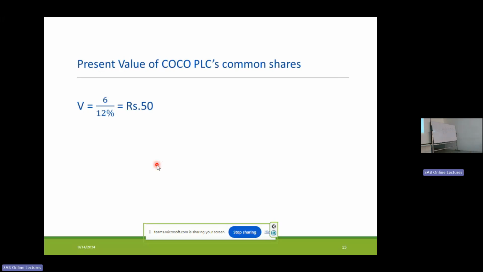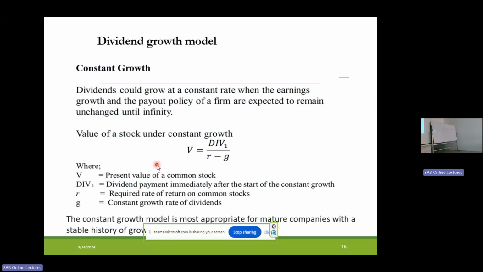Zero growth model. Right? Zero growth. Next one is constant growth. The constant growth model. So what is that? It is when the company's dividends are growing at a constant rate. Every year they are increasing the dividend at 5%.